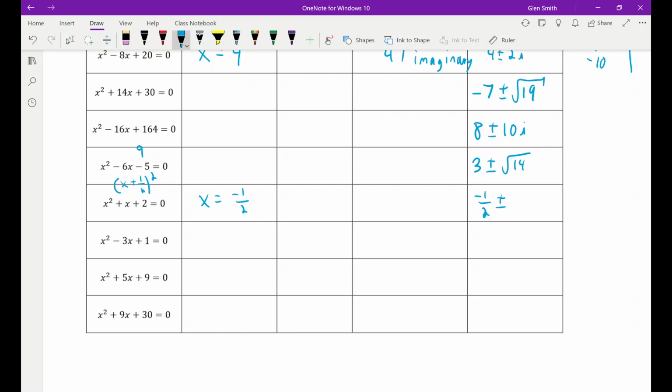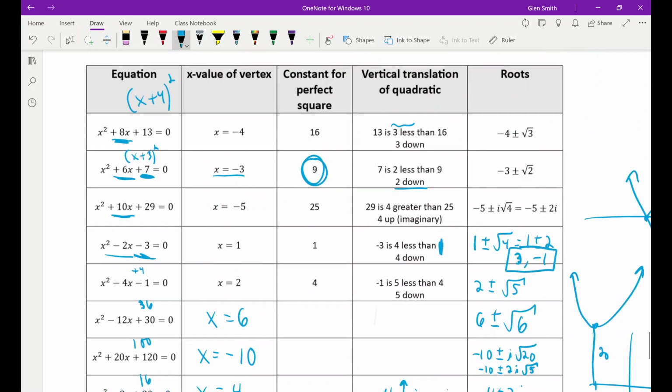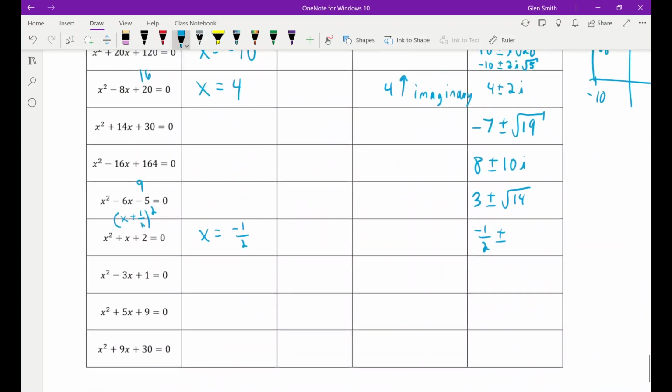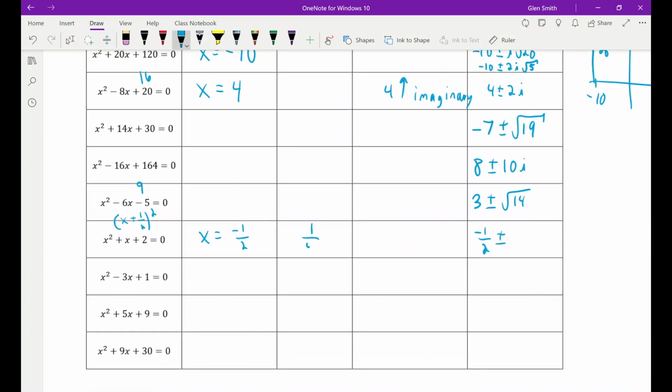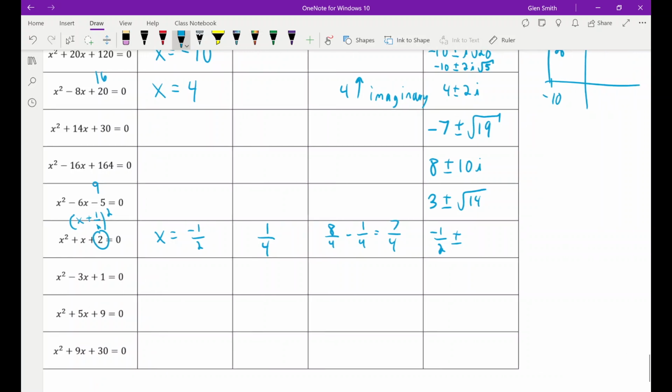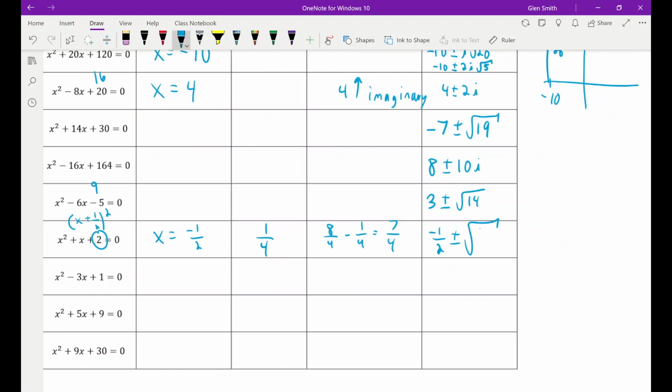It's +2. So what's this column for? Perfect square. If it was a perfect square of -1/2, the number there should be 1/4. But it's not 1/4, it's 2, which is 8/4. And the difference between them is 7/4, which means the constant I have is 7/4 too big to be a perfect square, so it got moved up 7/4. So this is plus or minus the square root of 7/4.